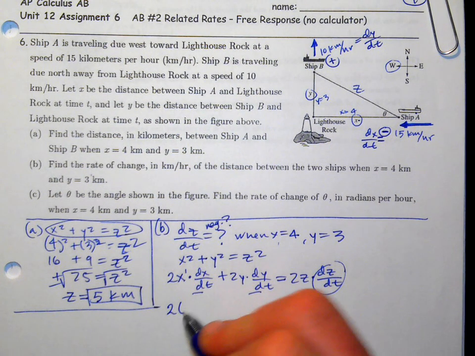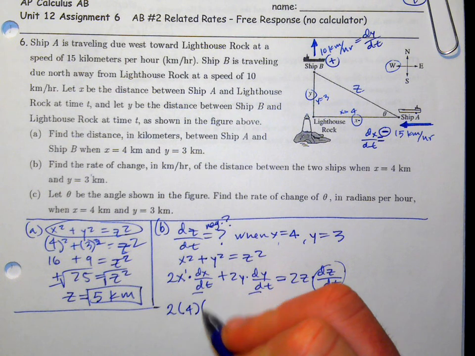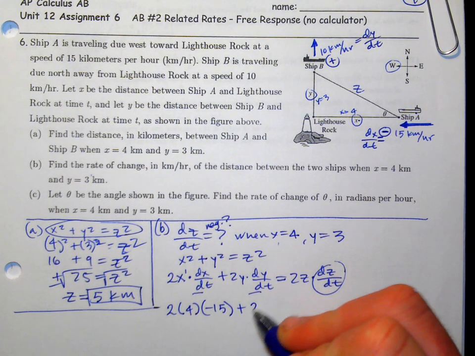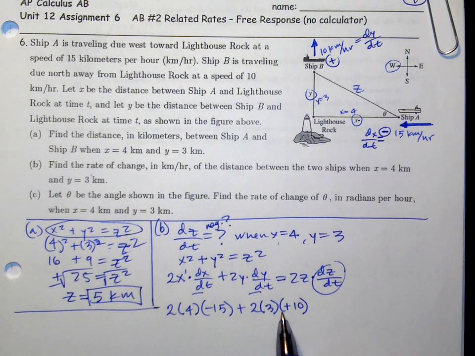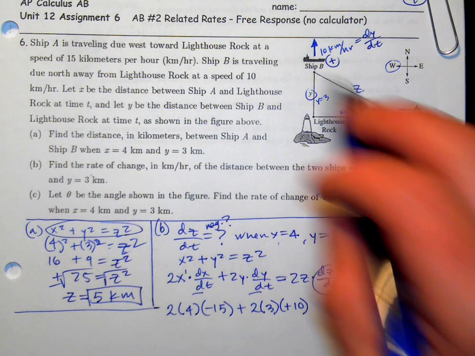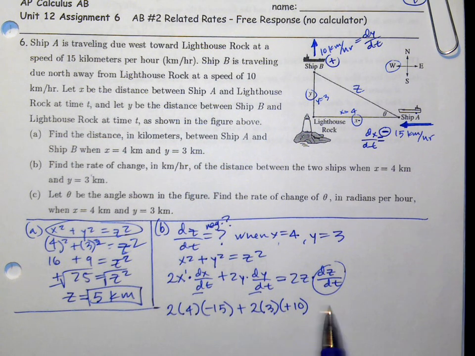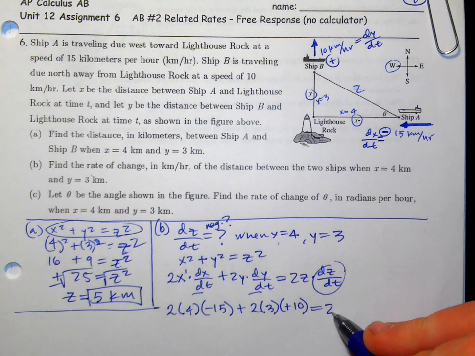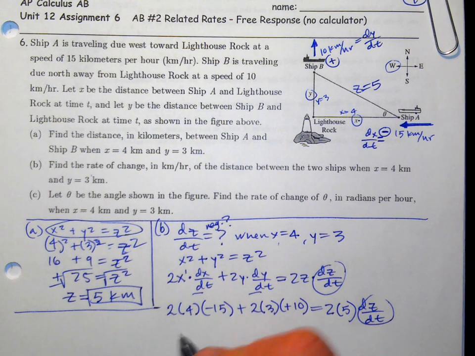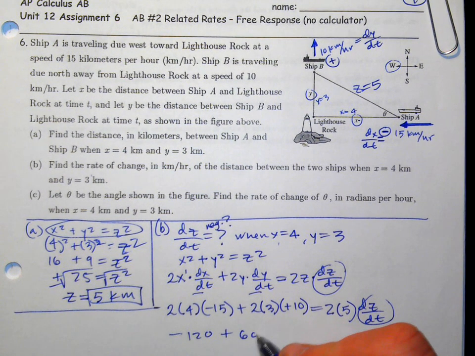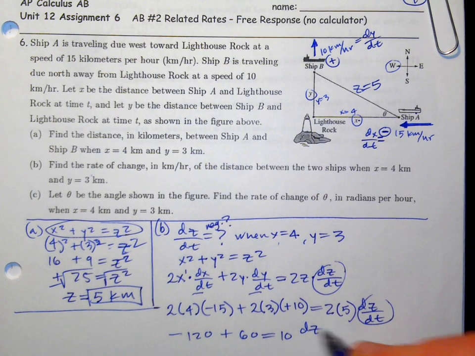We have x is 4, dx dt is negative 15, plus 2 times y is 3, dy dt is positive 10. I make a habit of writing pluses and minuses in front of all the rates in my pictures, in my work, when I substitute. This is what we found on part A. So they kind of let us find something we're going to need on part B. And so this is going to be 60 minus 120 plus 60 equals 10 dz dt. And that's negative 60.